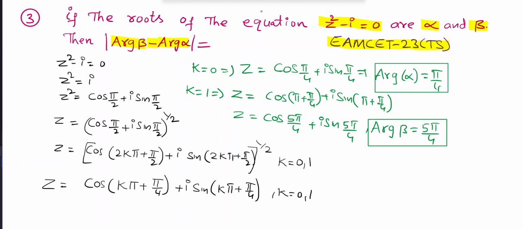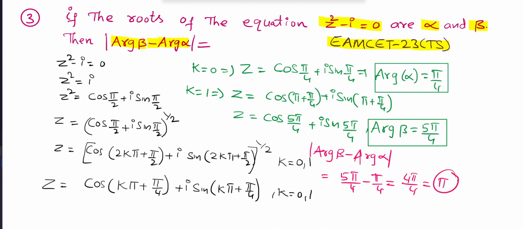Now we are finding the modulus of argument of beta minus argument of alpha. That is pi by 4 minus pi by 4, which is 4 pi by 4. The 4 cancels, so it is equal to pi. This is the required answer.